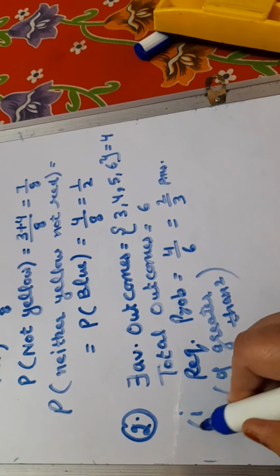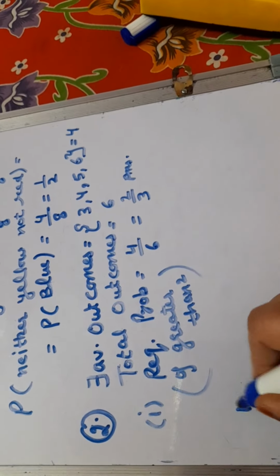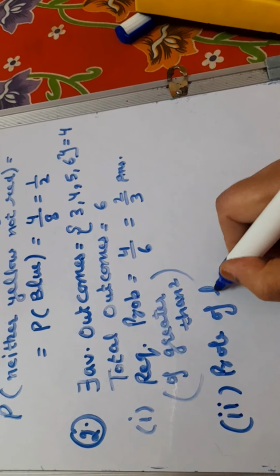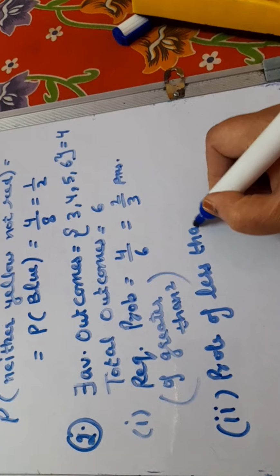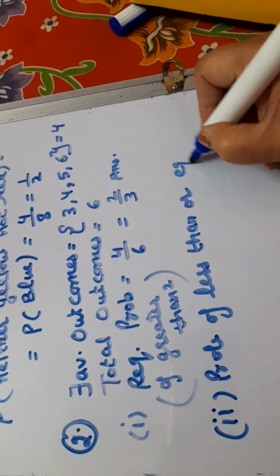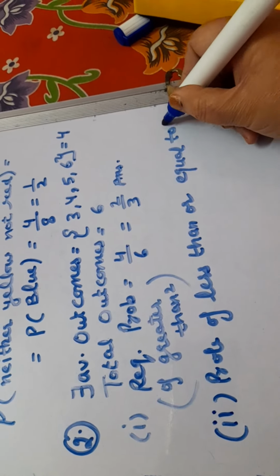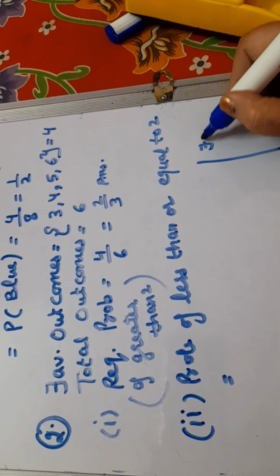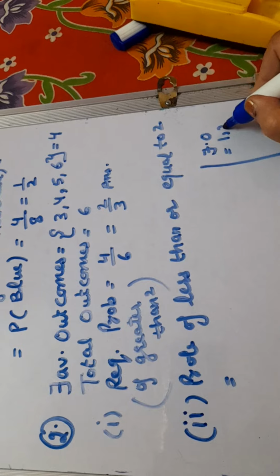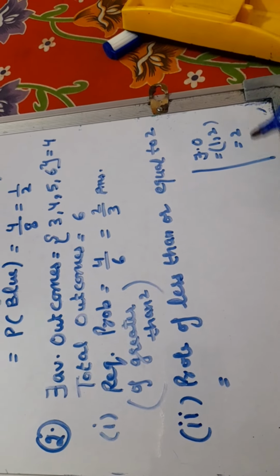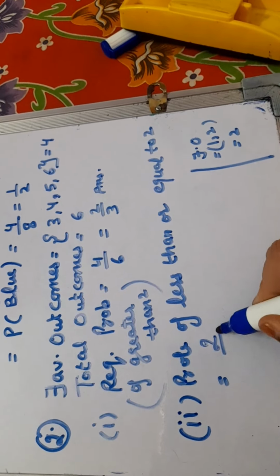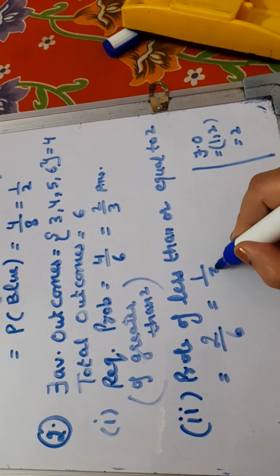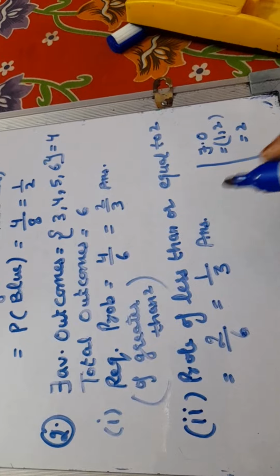This is our first part. Now second part is probability of less than or equal to 2. In this case, our favorable outcomes will be 1 and 2. That is 2. So favorable outcomes 2, total outcomes 6. So the required probability is 1 upon 3. This is our answer.